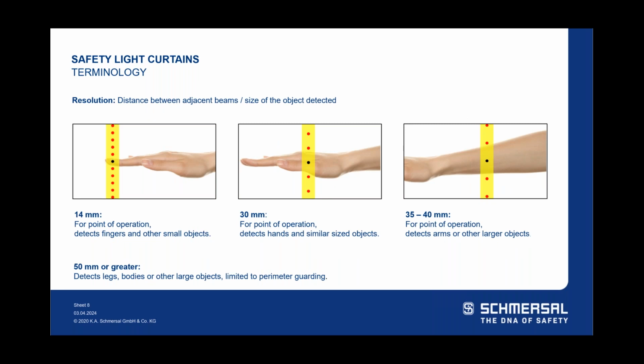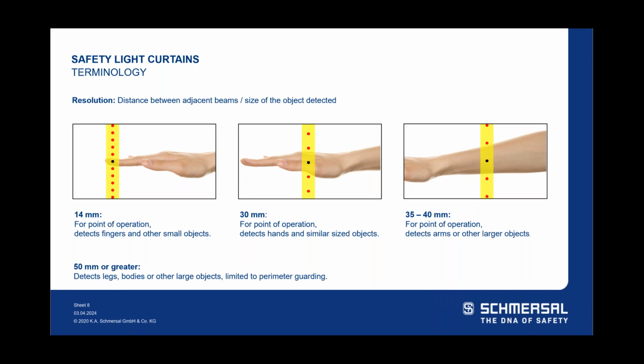Resolution. So we all hear someone ask the question, well, what do you need for resolution? This is just the distance between each beam, okay? And so this is actually a really good illustration here of the 3 that we offer with regards to our safety light curtains. 14 millimeters, we call this finger protection. Obviously, you can see that they couldn't even get the tip of their finger past it because of the tightness of the beams together. A little bigger, the 30 millimeter resolution, we call hand protection.